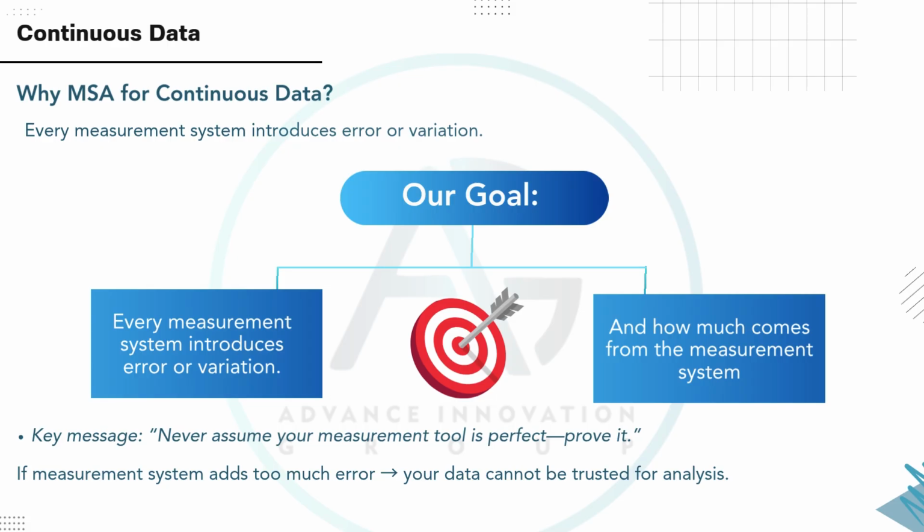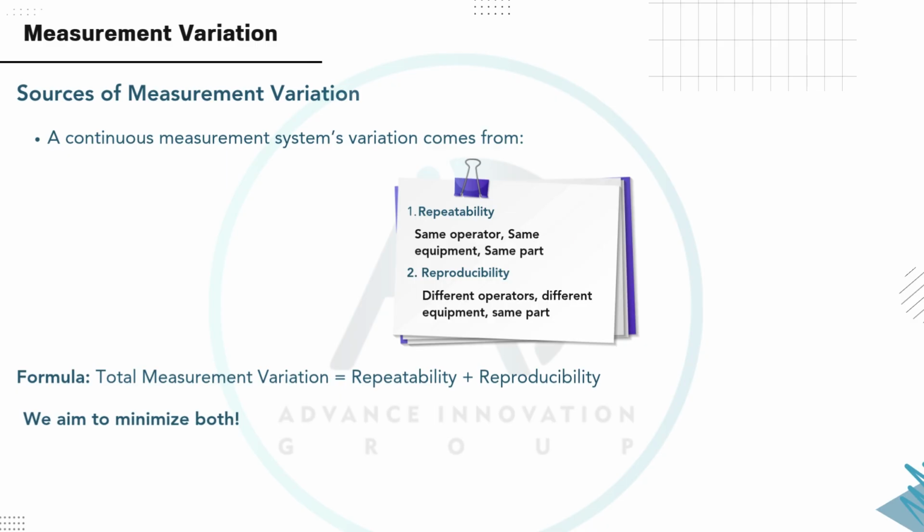Let's talk about measurement variation, which is a critical concept in quality management and process control. Measurement variation refers to the variability that arises from the measurement process itself, rather than the actual process being measured. It's important to understand that even a stable process can appear unstable if the measurement system is not reliable. There are two primary sources of variation in a continuous measurement system.